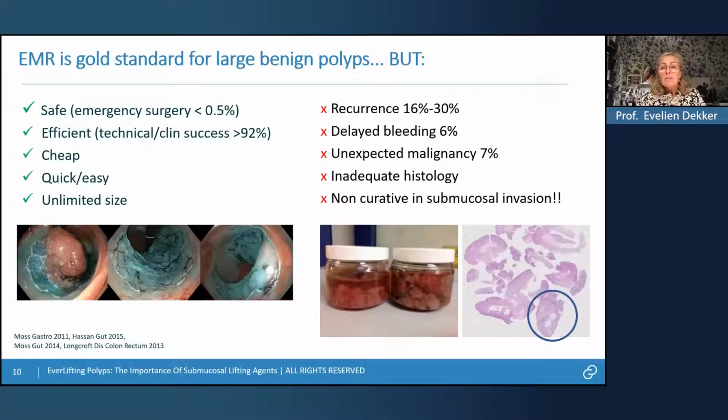On the other hand, the disadvantages are the recurrence risk, 16 up to 30%, meaning that at least you should do surveillance once or twice after your piecemeal EMR. There's a risk of delayed bleeding, 6% at most. But importantly, there's also a risk that in such a lesion, you run into an unexpected malignancy. And then the problem is you have inadequate histology. And that means that when there is submucosal invasion, generally, you will not be able to judge whether the patient has been cured from the early cancer.